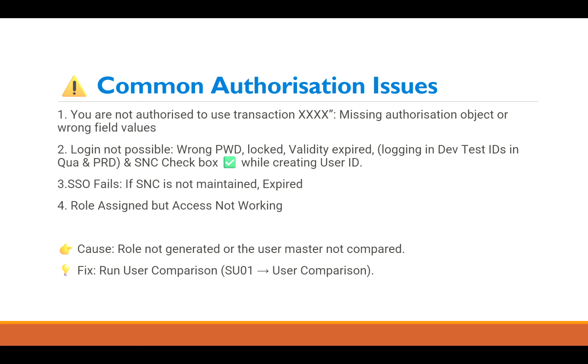Suppose while creating a user, if the SNC box is not checked, you cannot log in without SSO. Also SSO fails if SNC is not maintained or expired. That's where the authorization issues come in. And role assigned but access not working: maybe the role is not generated, or the user master record is not compared. All of these kinds of errors come into the picture. This will be rectified by security admins, so you just raise a ticket and send it to the respective team. They will fix it.